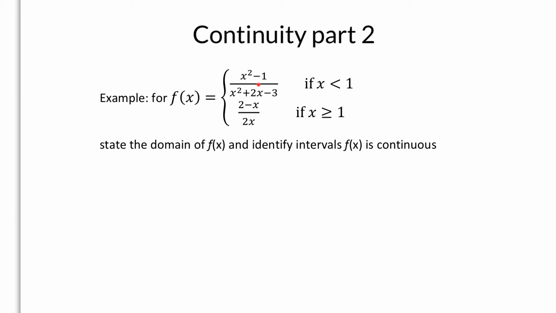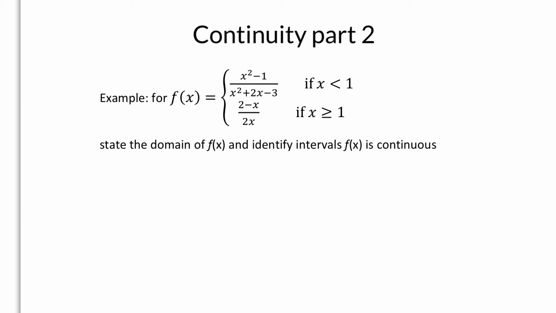So it's (x squared minus 1) over (x squared plus 2x minus 3) when x is less than 1. And it's (2 minus x) over 2x when x is greater than or equal to 1. So let's first go ahead and look at the easier problem of determining the domain of f(x).